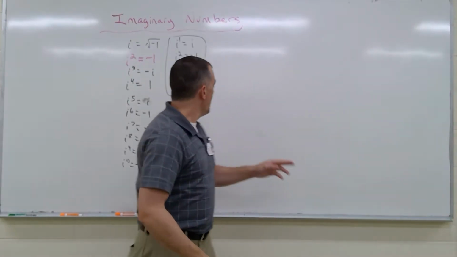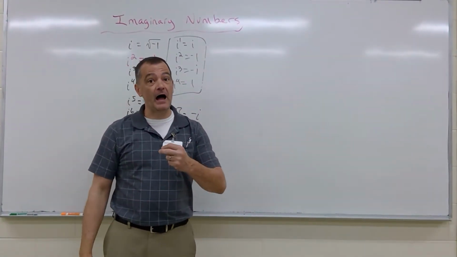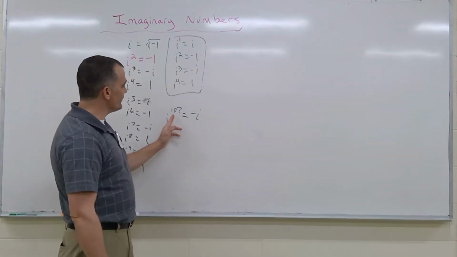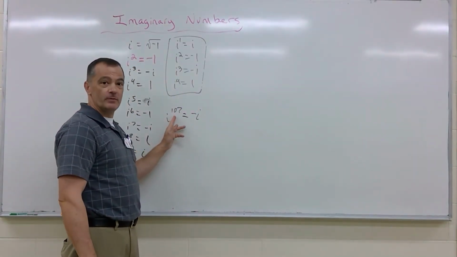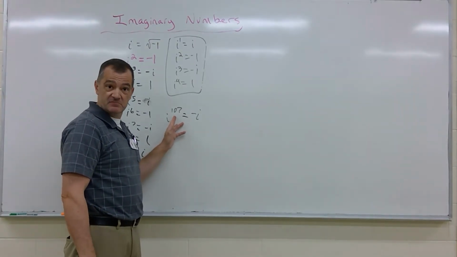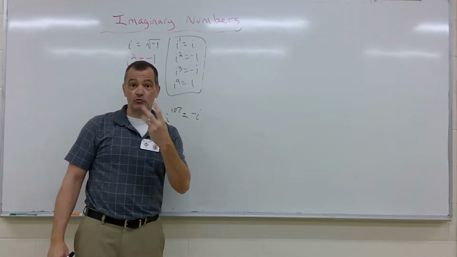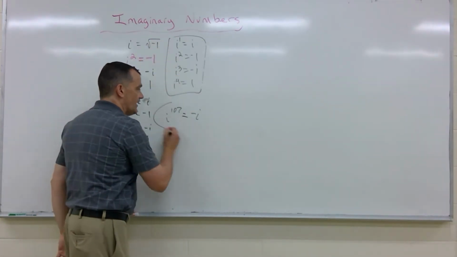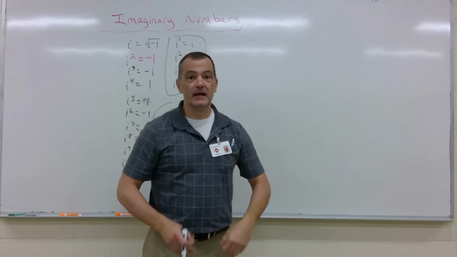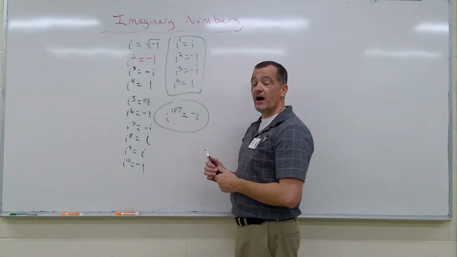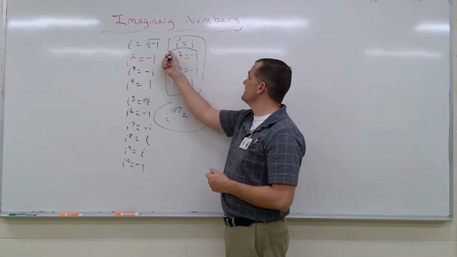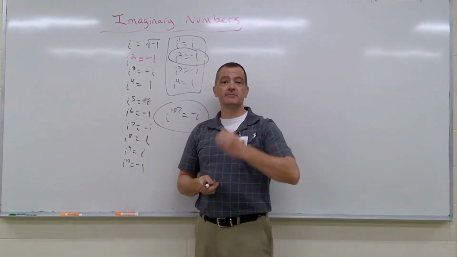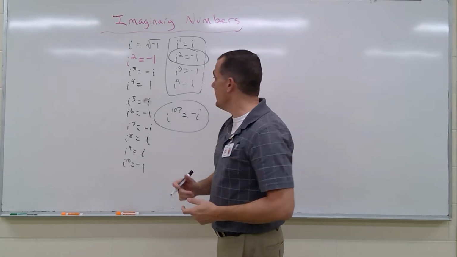Or you could say 107 divided by 4, what is the remainder? So 107 divided by 4 would be, what, 26 with a remainder of 3. 1, 2, 3. That's how we do it. Now, quite often in mathematics, the only one you really need to focus on is this one right here: i squared equals -1. It pops up quite often.